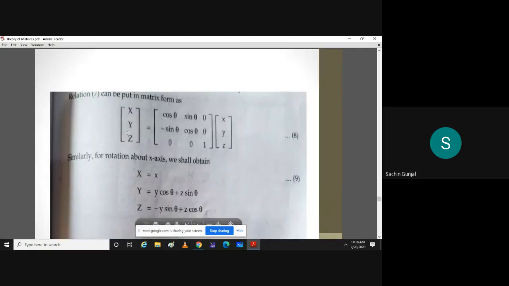Which is mentioned on this slide. So the representation of capital X, Y, Z after a rotation by angle theta is cos theta, sin theta, 0; minus sin theta, cos theta, 0; 0, 0, 1, times the original vector small x, y, z. So this is the rotation about the z axis. Can you tell me the rotation matrix for the rotation about the x axis?